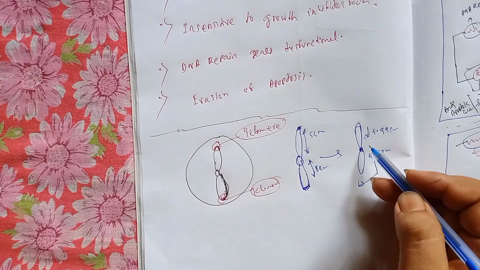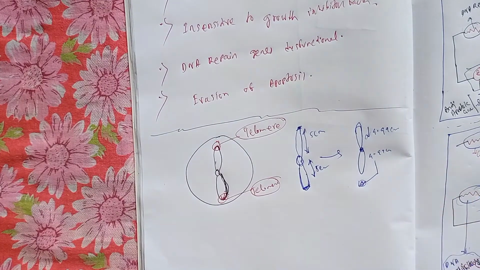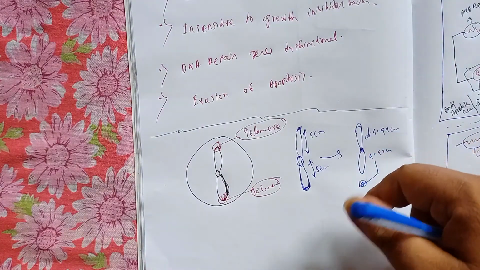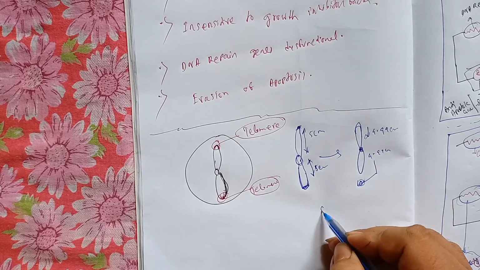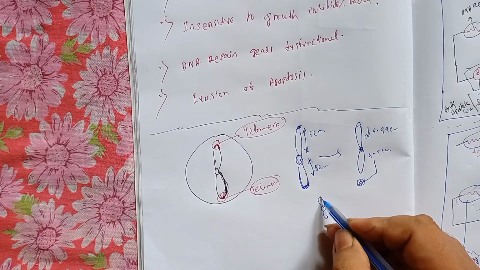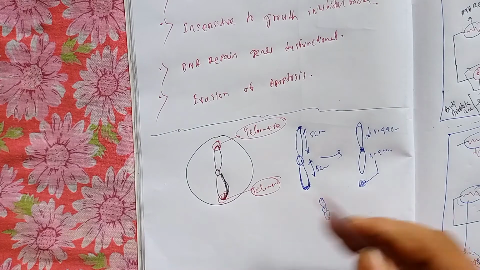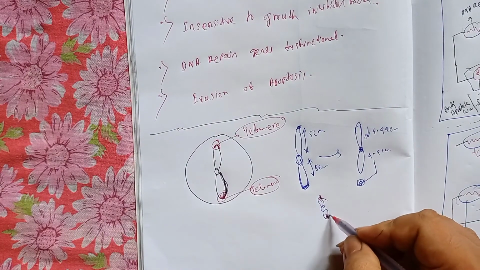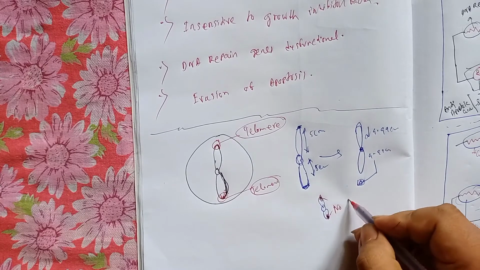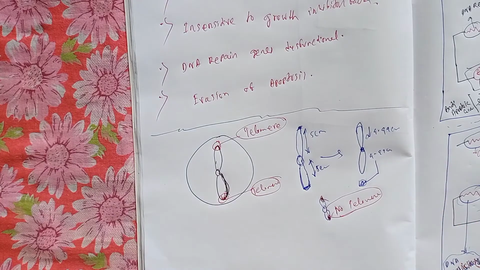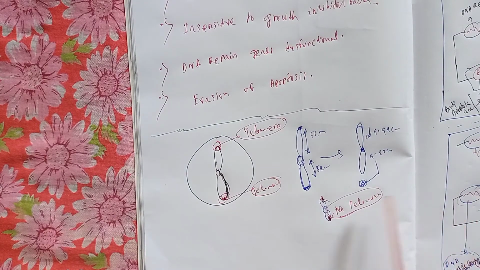As the cell division process continues, after each cell division the length of the telomere will decrease, and whenever the telomere finishes, there is nothing left, you can say there is no telomere. At that time the cell will commit suicide, because there is no telomere, so it cannot do further division.